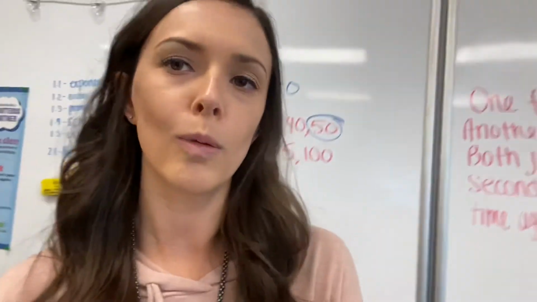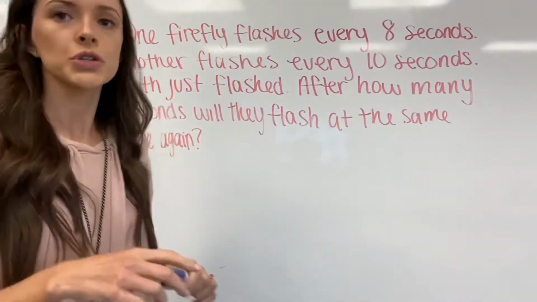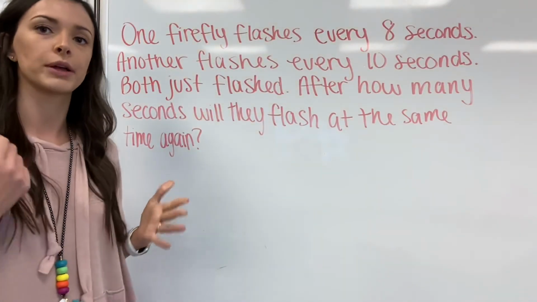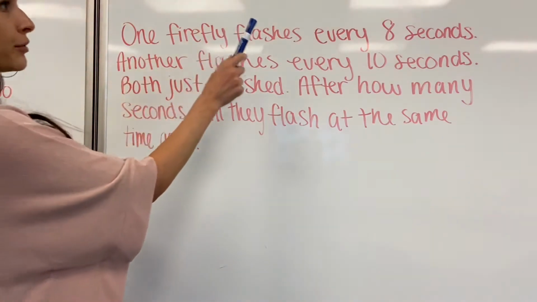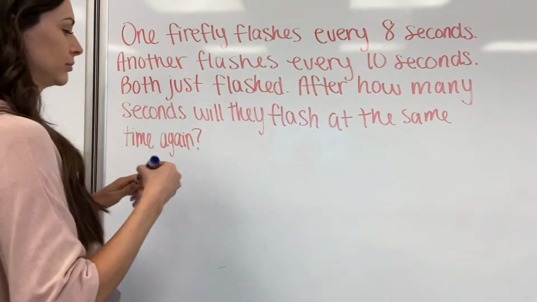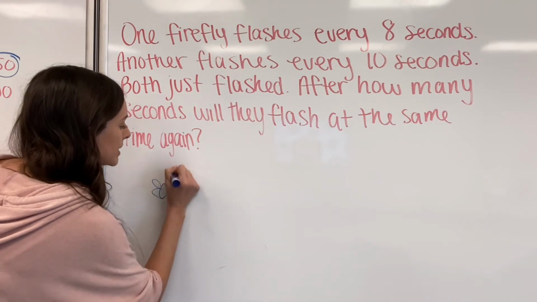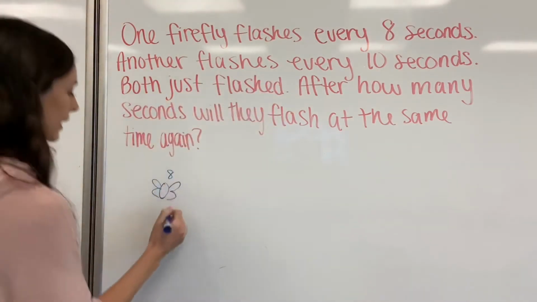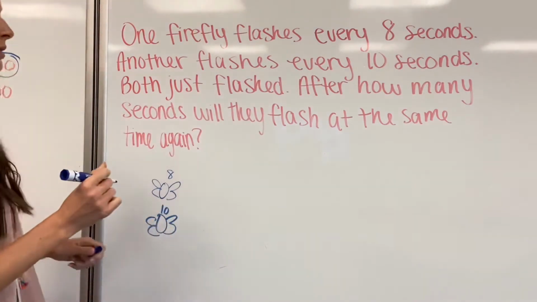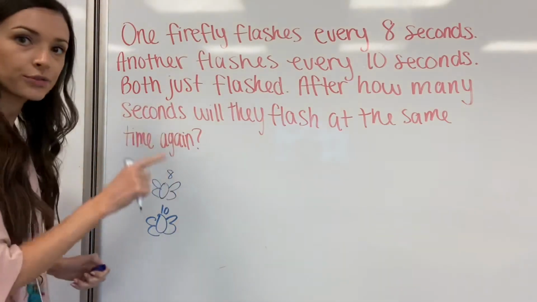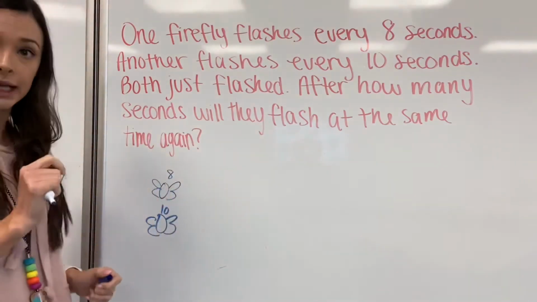Let's take another little walk over here, shall we? And let's take a look at a word problem. This is an example of a type of word problem that you're probably going to be seeing on a quiz coming up. It says one firefly flashes every 8 seconds. And another firefly flashes every 10 seconds. Both of them just flashed. After how many seconds will they flash at the same time again?